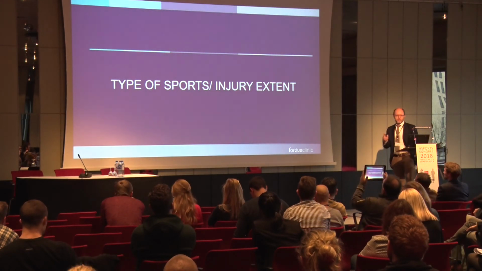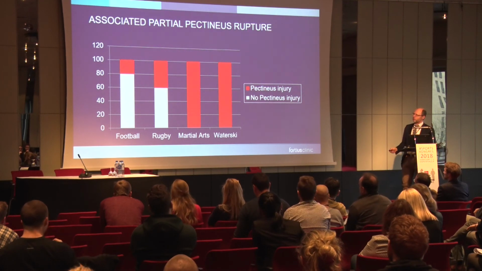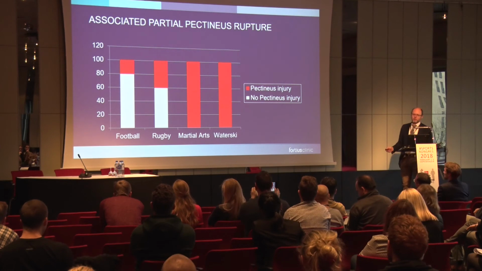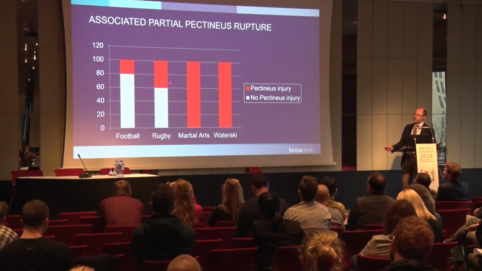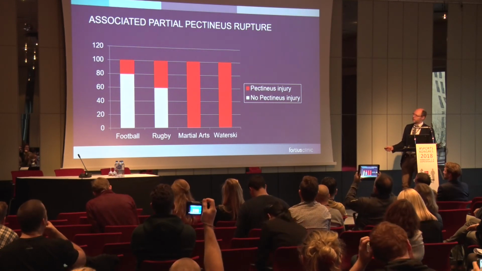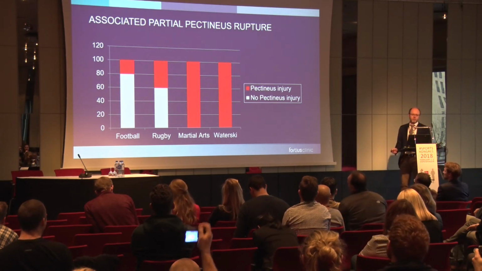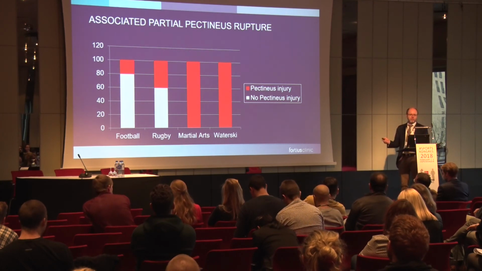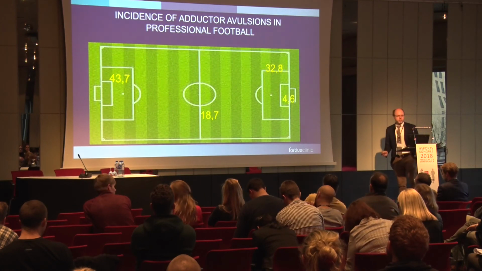And it's important that we also look at the different types of sports with regards to this, because obviously if you look only at football, you see that there's only 20% partial pectineus avulsions. But in rugby, this already goes up to 40%. And in sports like martial arts and water ski, there's 100% incidence of partial pectineus avulsions. So in these types of sports, the injury is a lot more significant than what we see in football. Where you play is important.